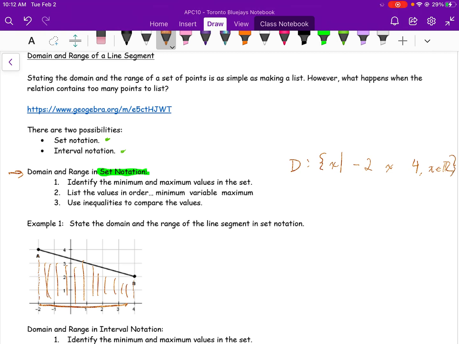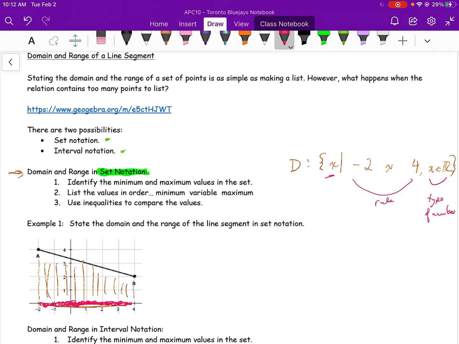It's a lot to take in, I know. I'm not done yet. Really what we're saying here is the domain has to deal with the variable x, and this is our rule to be included in the domain, and this is the type of number. We're dealing with real numbers because it includes rational and irrational numbers all the way in between here.